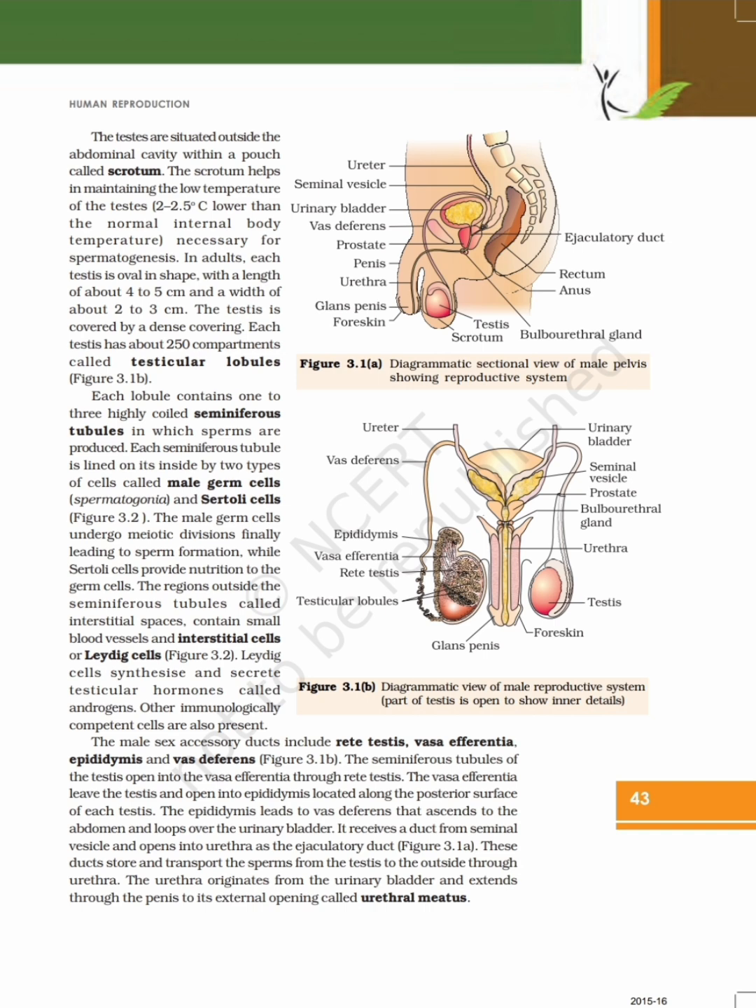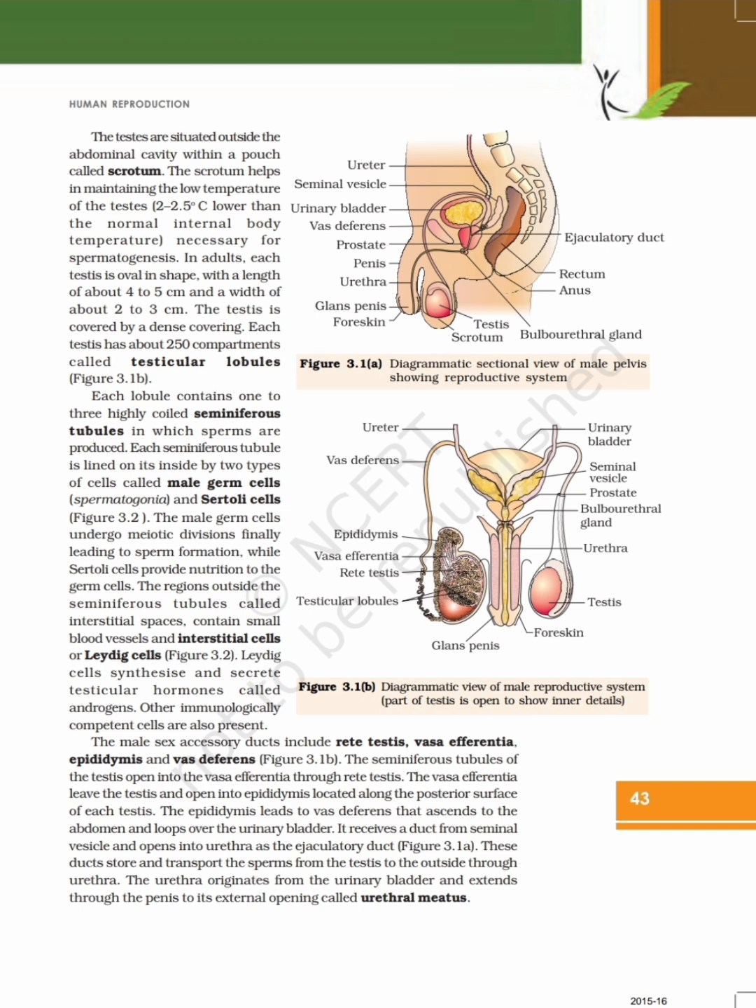Okay, then the testes: length is 4 to 5, width is 2 to 3. Another piece of information about the testes is that the whole testes is covered by a dense covering. One of its layers is the tunica albuginea. This is extra information.